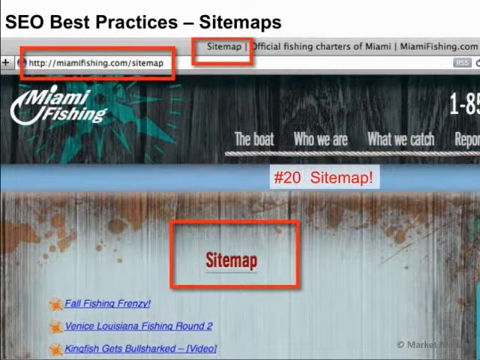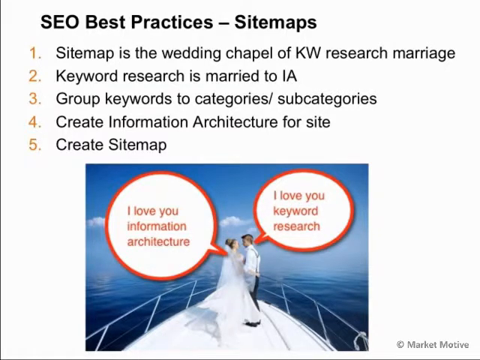On every page in the domain, it says sitemap and links to this page. We also have an XML version of this page. The sitemap is the wedding chapel, if you will, of the keyword research and information architecture marriage. Keyword research is married to information architecture and how you lay out and organize your site. You have to do that keyword research first, and then you do your site organization, and the sitemap's kind of what ties that all together.